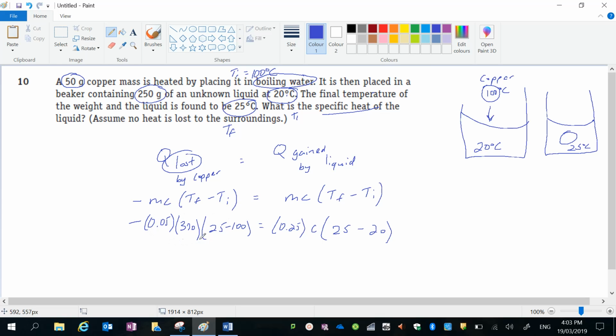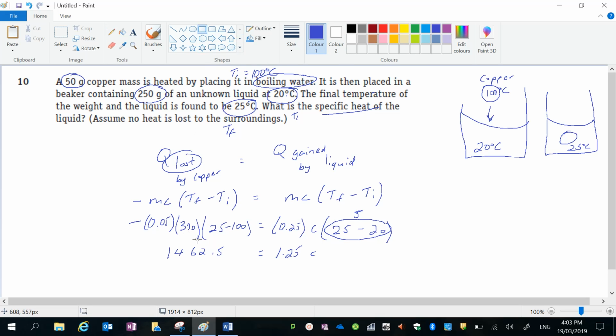So let's work this out and make it into one number, so I'll use my calculator. So it's negative, hang on a sec, 0.05 times 390 times 25 take 100 is negative 75, and so you get 1462.5. That equals 0.25 times 25 take 20 is 5. So it's 0.25 times 5, and that's going to be 1.25 C.